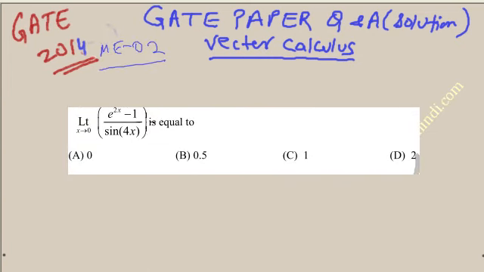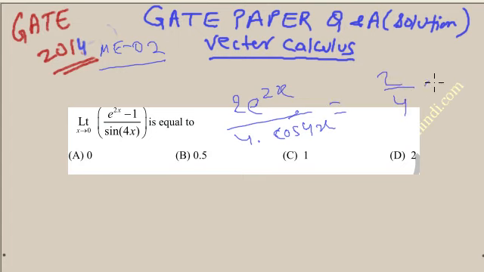Here, to find the limit, you just differentiate the numerator and denominator using L'Hospital's rule. You will get twice e to the power 2x divided by 4 into cos 4x. If you put 0 here, 2 by 4, that means 0.5. So this is the correct answer.